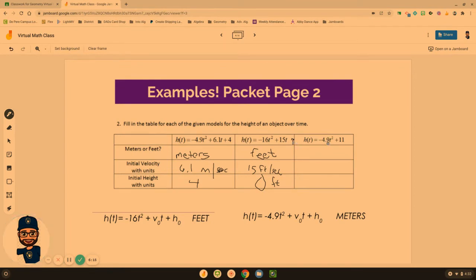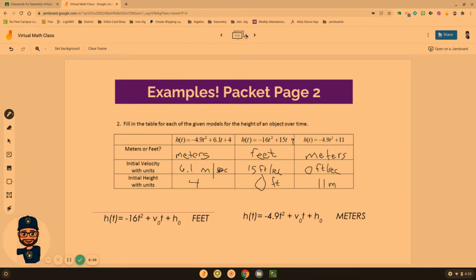Last one, negative 4.9 t squared plus 11. So they're using negative 4.9. Again, that's meters. So we're looking at how we are measuring something here in meters. The initial velocity, how fast is it going up? Well, notice that's always in front of t. Do we have that middle piece here? Do we have a t value? No. So the initial velocity here is 0 feet per second, which means it is being dropped. It's not even being thrown up, it's just being dropped. What's the initial height? Where is it starting at? 11 meters. So that's how we can interpret the equations in standard form that they give us for projectiles in motion.